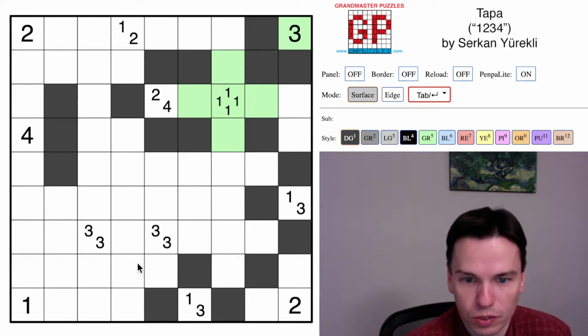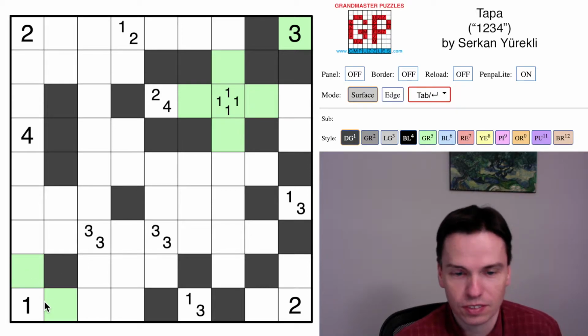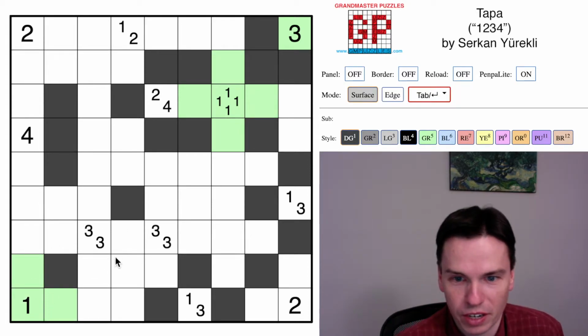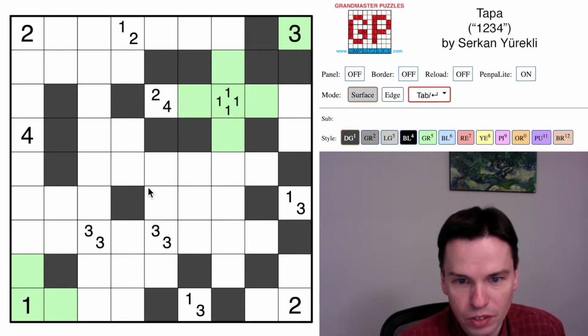A 3, 3 clue will always have opposite cells being where the whites are used. So if this is shaded, this diagonally opposite one is shaded, and similarly through the 3, 3, this is shaded. So this gives us the start to some pattern through the grid. We're now going to need to think through some connectivity to get to the answer.